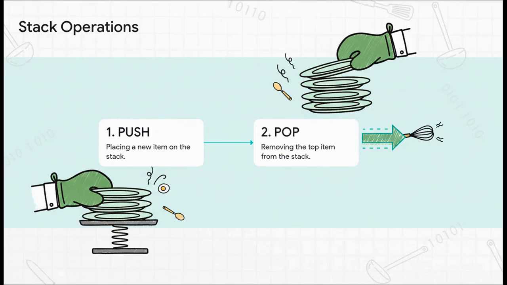The absolute best way to picture this is a stack of plates at a wedding buffet. When the staff adds a plate, they place it on top. That action is called a push. And when you come to take a plate, you take the one from the top, right? That's called a pop. You can't just pull a plate from the middle of the stack. The whole thing would crash. You can only ever touch the top one.